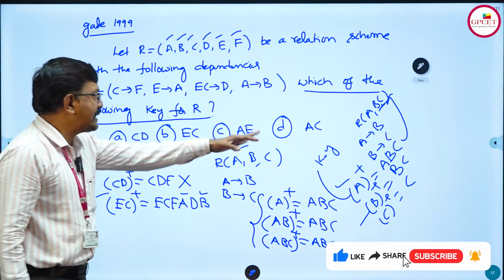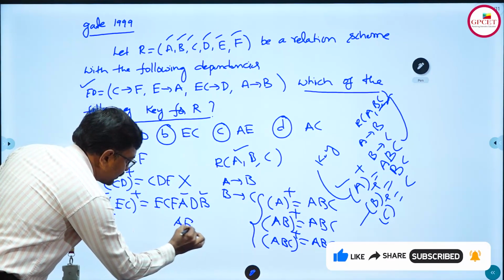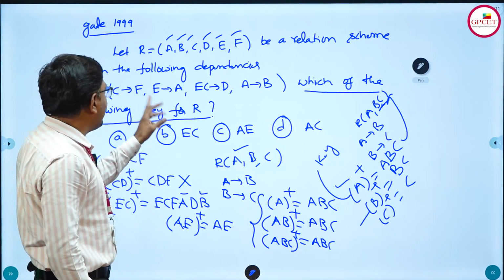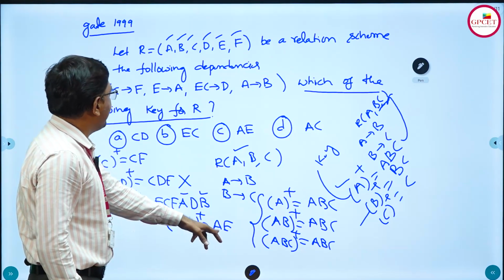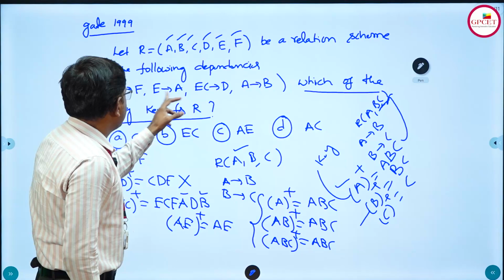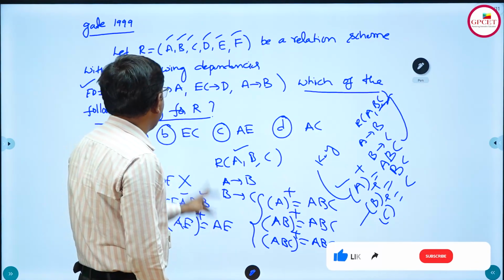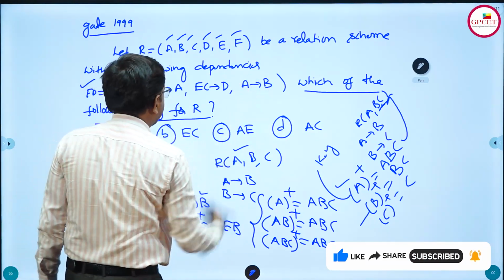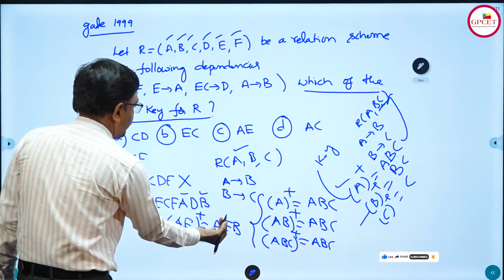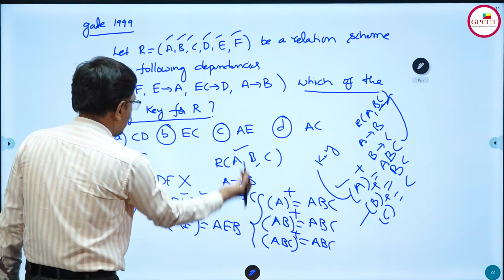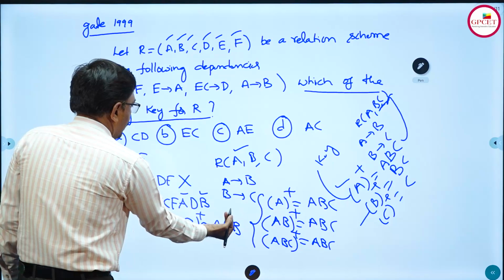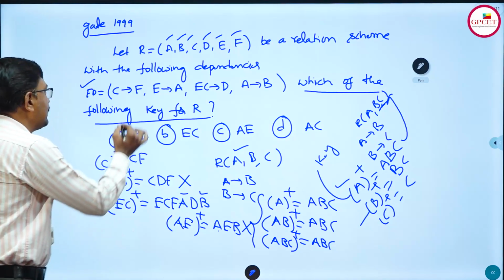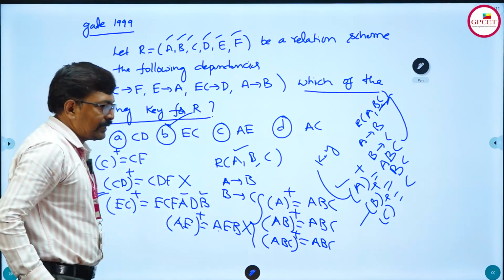What about the remaining two examples? Observe here, AE closure. What is the AE closure? E derives A. A is there. A means that we can derive B. A derives B. Is there any combination? B derives what? No. And E, A is already there. B is there. That is not a key. That's why the given answer is EC. The second option is the correct option.